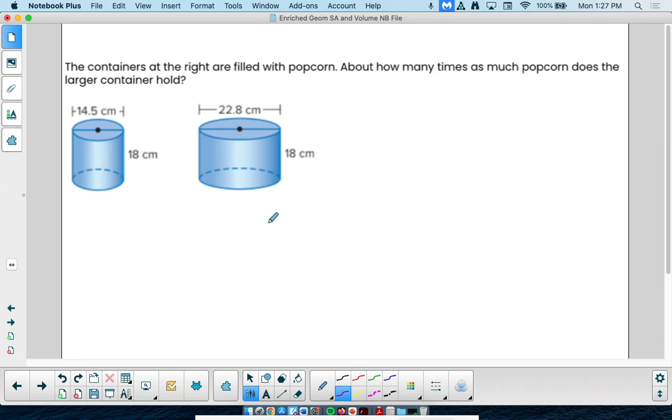Okay, last one. We have 2 containers filled with popcorn, and we want to figure out how many times greater the larger container is than the smaller one. What do we need to find? The volume. I'm going to call this guy A and this one B. 7.25 and 11.4.